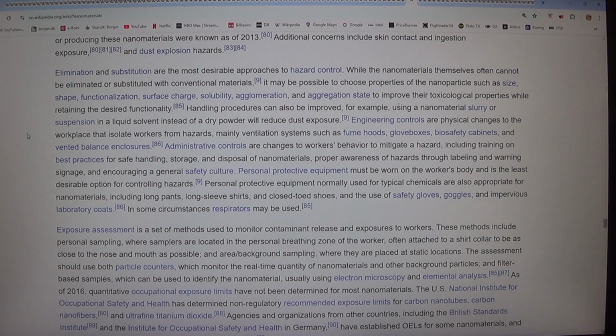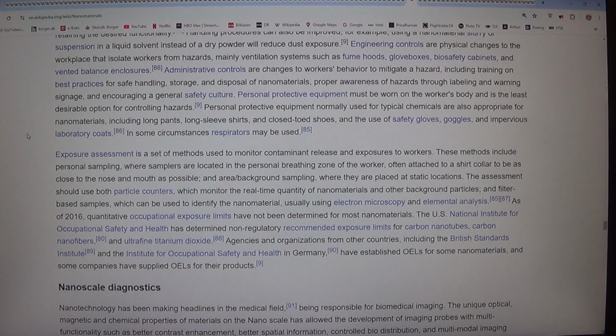Administrative controls are changes to workers' behavior to mitigate a hazard, including training on best practices for safe handling, storage, and disposal of nanomaterials, proper awareness of hazards through labeling and warning signage, and encouraging a general safety culture.